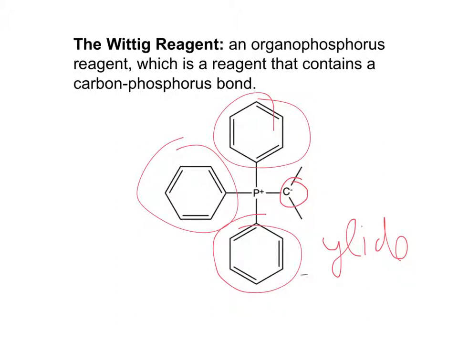Alright, so a ylide is a species that contains two oppositely charged atoms that are bonded to each other, and both of these atoms have octets, which is shown here.